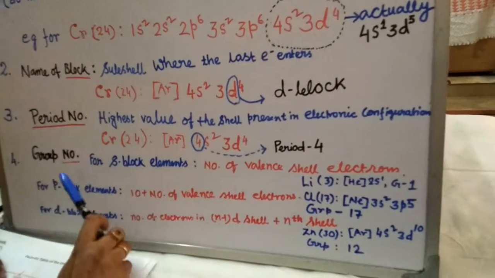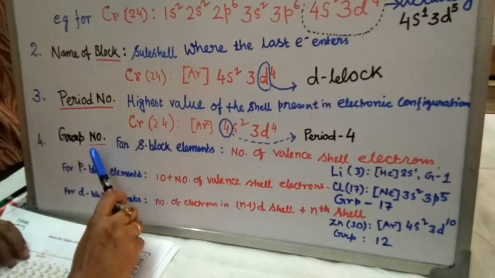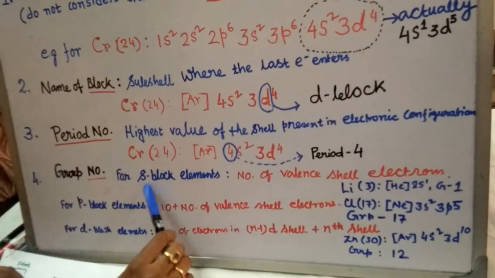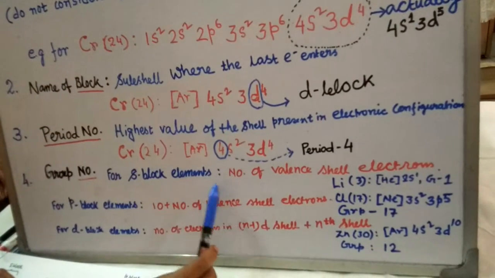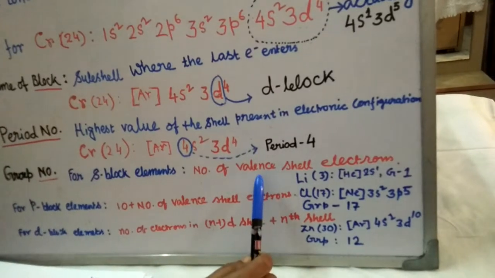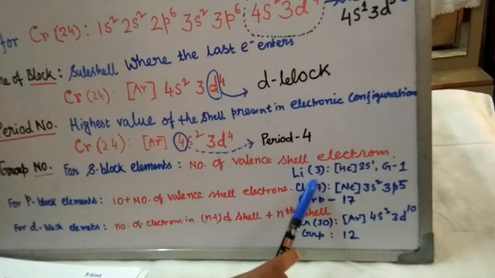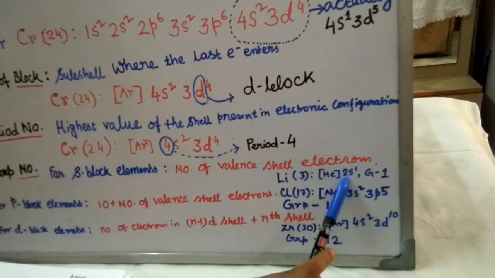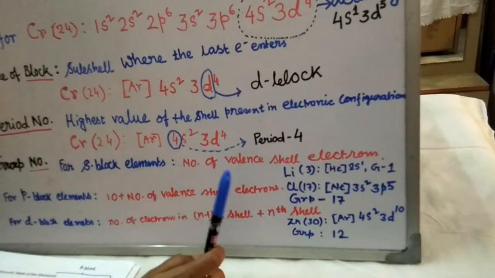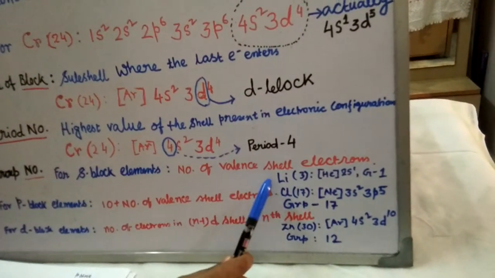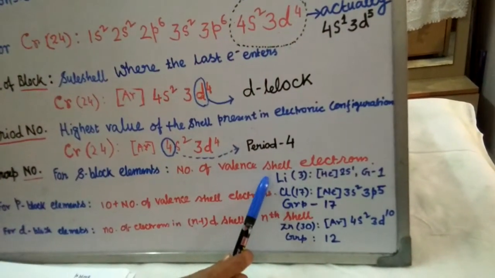Now we have to determine the group number. For determining the group number, there are a few rules. For s block elements, it will be the number of valence shell electrons. Let us consider lithium. Lithium has atomic number 3 and its configuration is helium, then 2s1. So what is the number of valence shell electrons present here? It is 1. So the group number for lithium will be 1.